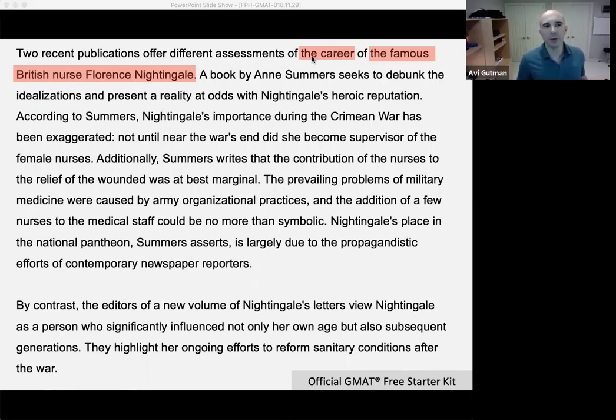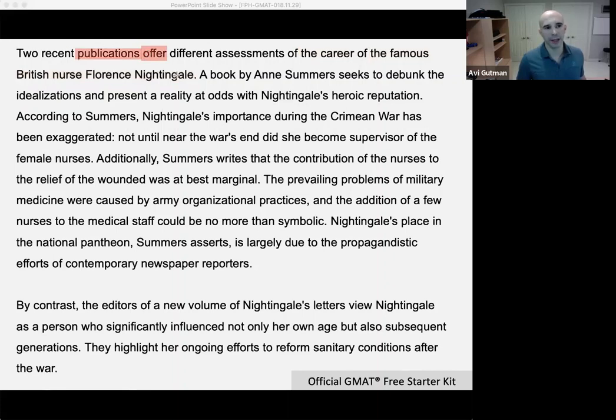Is the career doing anything in this sentence? I can't identify a verb that would describe what the career is doing. What is Florence Nightingale doing in this sentence? Nothing. Really, the only verb in this sentence that I can see is the verb offer. So who's doing this offering? Who is offering? These publications, they offer. So there's your subject and there's your verb.